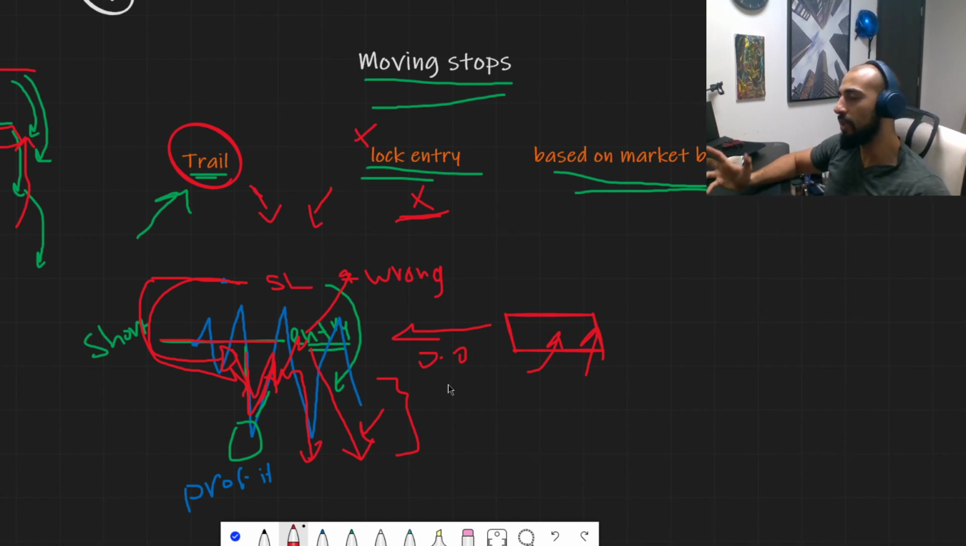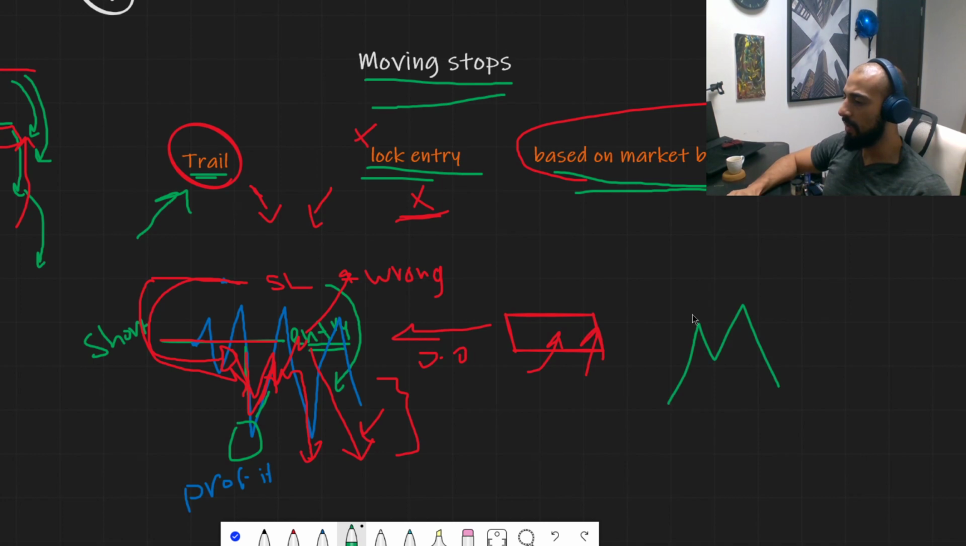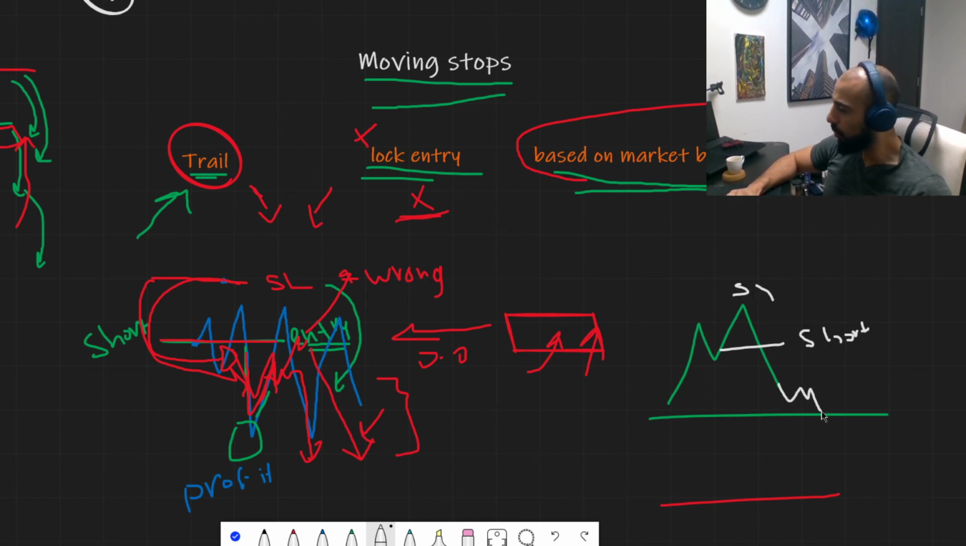So how should I trail my stop if I want to? Based on market behavior. The market on the way between, let's say, a double top, T2 setup towards target, I have multiple targets down based on the market behavior. Let's say I took a short over here and put my stop loss. Based on the market behavior on the way, I can move my stop loss.